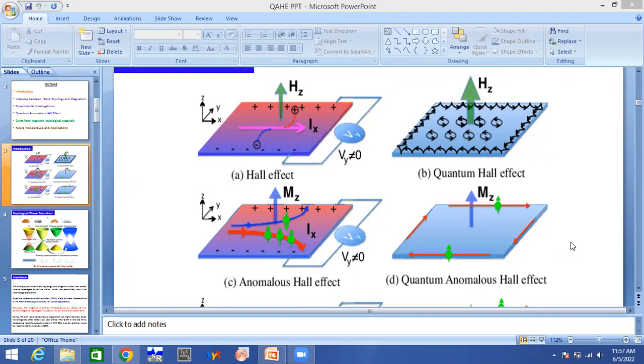So, and the mechanism responsible for the realization of this effect is the Lorentz force. You know the Lorentz force, F equal to q(v cross B)? Yes, uh-huh. It's a combination of both electric and magnetic force. Yes.